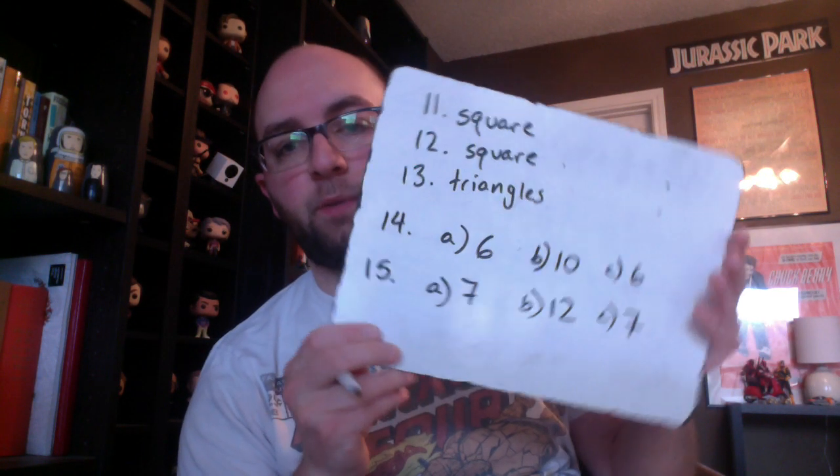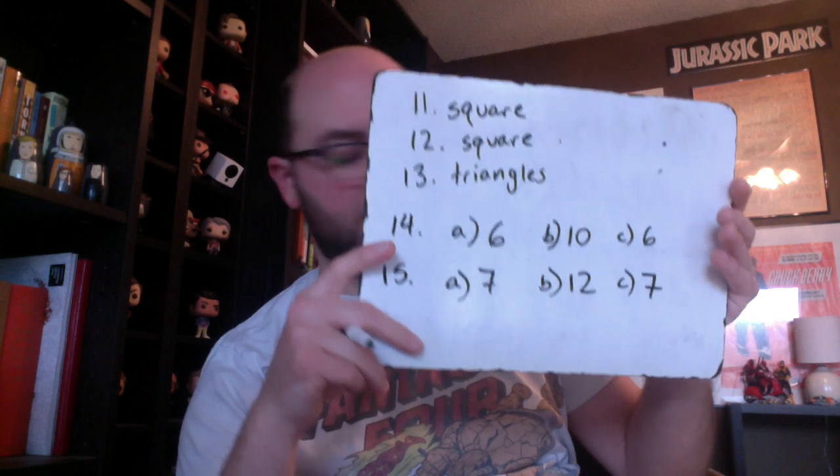Number of edges, 6 on the bottom, 6 going straight up and down. That gives us 12 edges. And then vertices, 1 at the top, 6 around the bottom. That is 7. You'll see a little bit of a pattern here for the pyramids.